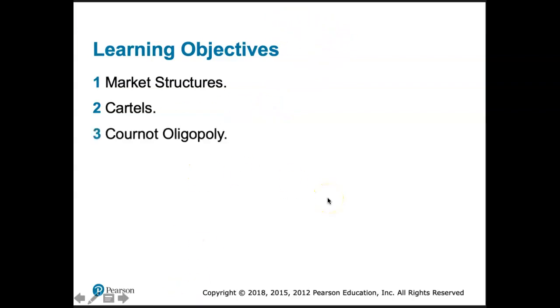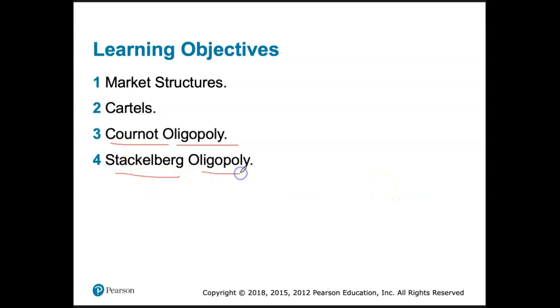We'll also look at a special type of oligopoly called a Cournot oligopoly, which involves firms choosing their output levels simultaneously. We'll look at the Stackelberg oligopoly, and in the Stackelberg oligopoly, there's a leader firm. This leader firm chooses output level and the other firms react to it.